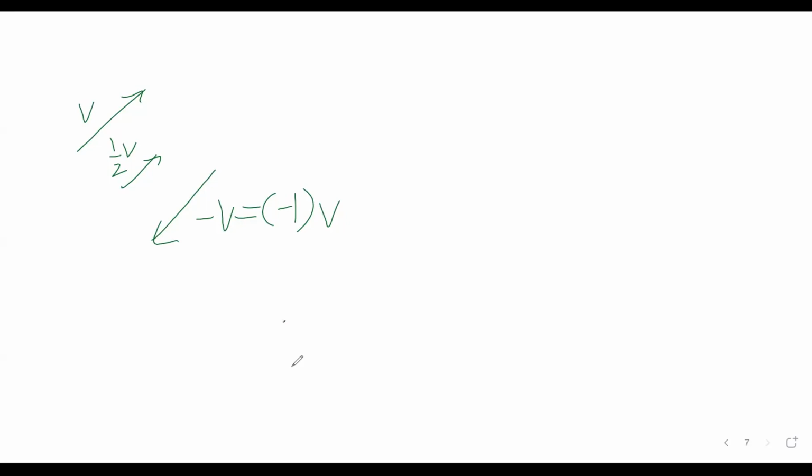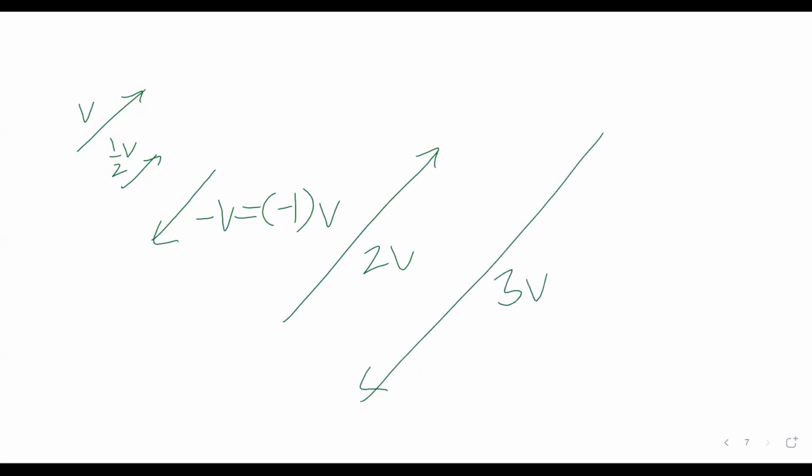If you double the length of v, that would be 2v. If you triple the length of v but go in the opposite direction, so this is exaggerated, it's more than 3v, I think, but you get the idea.